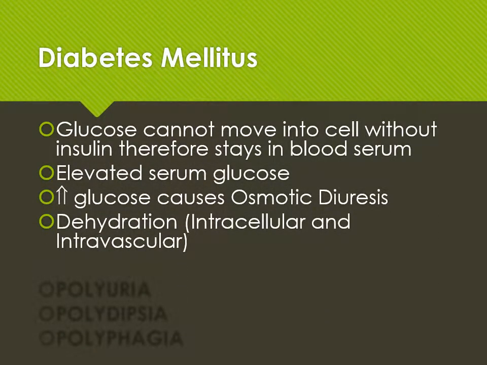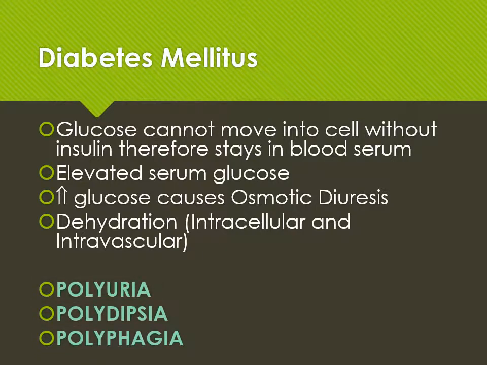So, the pathophysiology of diabetes mellitus. Glucose cannot move into the cell without insulin, therefore it stays in the blood serum. That causes an elevated serum glucose. An increase in glucose causes osmotic diuresis, which leads to dehydration. The patient then will experience polyuria, polydipsia, and polyphagia.